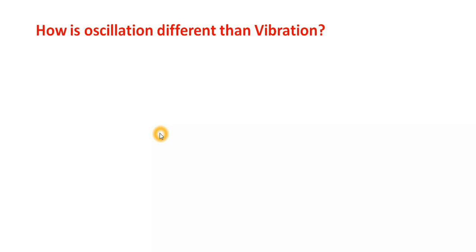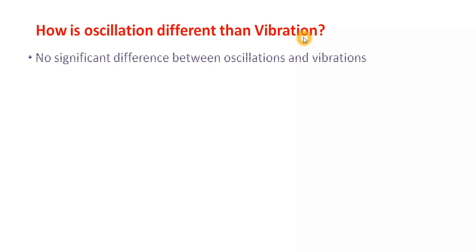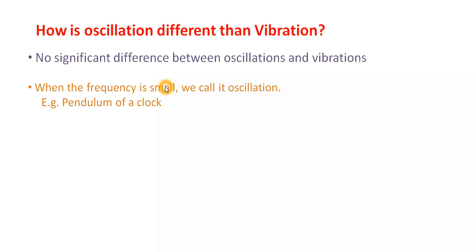Now they are not very much different from each other. Basically they are the same things, it's just that vibrations happen very fast. So you can say a fast oscillation is often called vibration. So there is no significant difference between oscillations and vibrations. Both are basically the same things, just that when frequency is small we call it oscillation. Now what is frequency? That might be the next question coming to your mind. We will talk about all these parameters a little later.